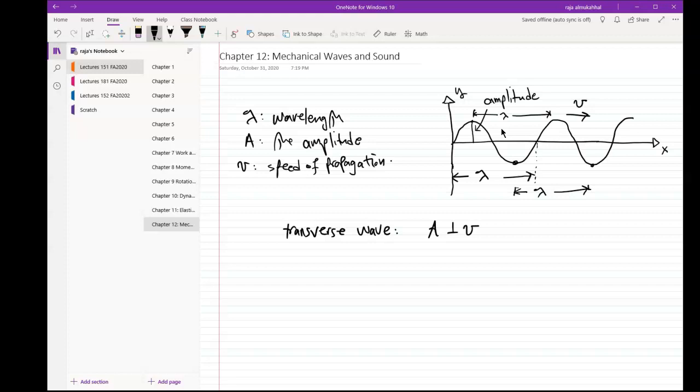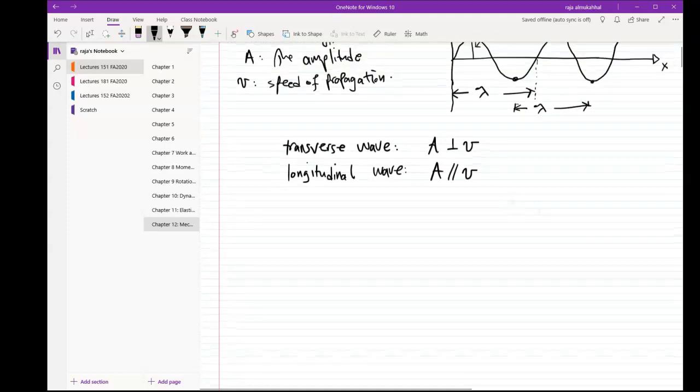Okay, then you get the other kind of wave. It's called the longitudinal wave. And for the longitudinal wave, the velocity is parallel to the amplitude. Maybe I should say the amplitude is parallel to the velocity. Let me make a drawing of it, show you how it looks. Let's say you have a slinky. I'm sure you are familiar with a slinky. Let's say that you extend it some distance. And then you fix both ends.